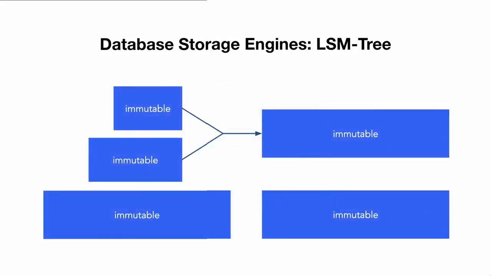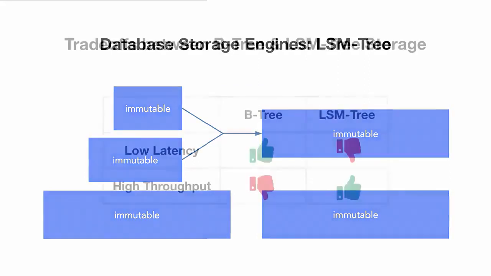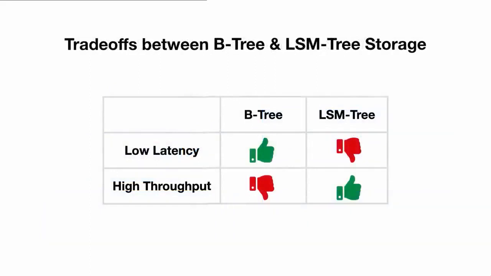So we have to flush the data to disk and then do some background combining of the data, which means we end up actually rewriting the data multiple times. Or in other words, we have higher write amplification. Trade-offs between B-tree and LSM tree storage.